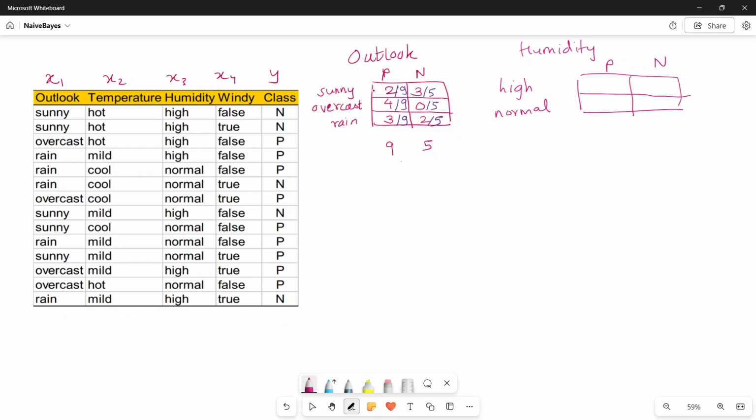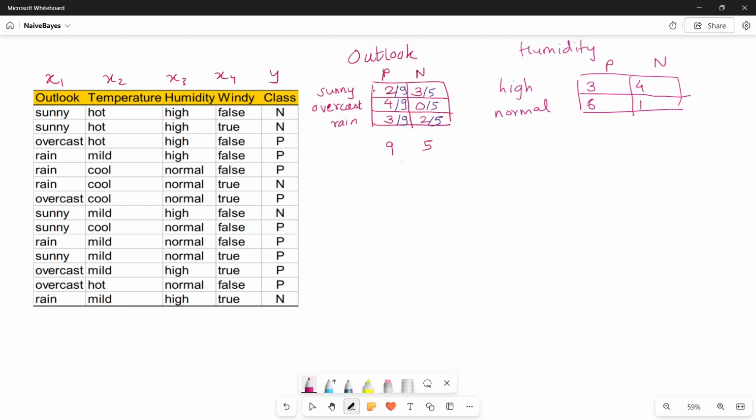So here, if you count, humidity is high and P, it is 1, 2 and 3. Thrice it is the case. Similarly, 4 times it is high and does not play. It's normal and plays 6 times. If you count, you can pause and count for yourself and verify. And 1 time it is normal but still does not go out to play.